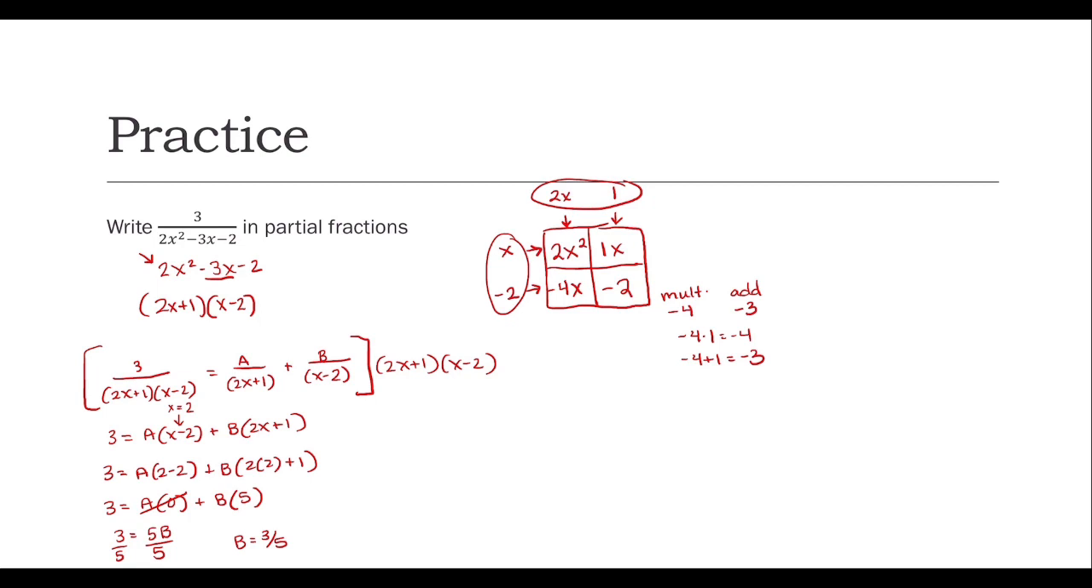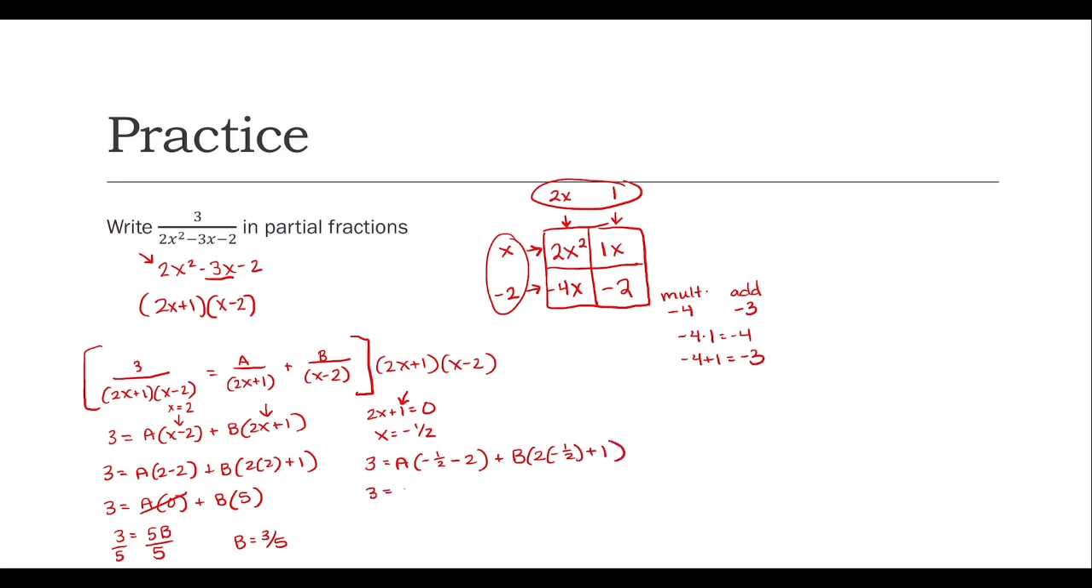So we'll do the same thing, except we want the second factor to equal 0 now. So 2x plus 1 equals 0 when x is negative 1/2. So you could find that by subtracting your 1 and then dividing it by 2. So we'll plug in negative 1/2 for x. So we get 3 equals a times negative 1/2 minus 2 plus b times 2 times negative 1/2 plus 1.